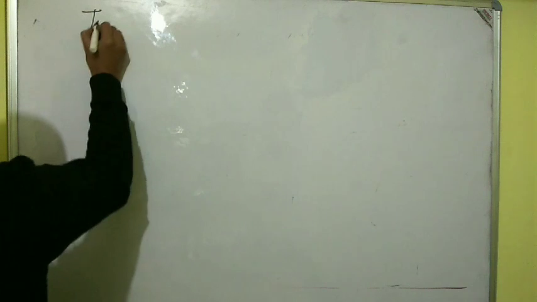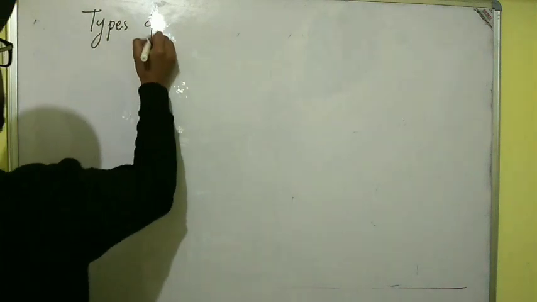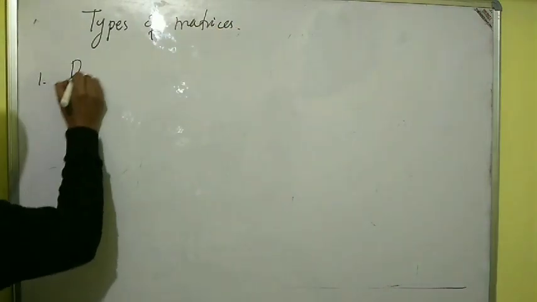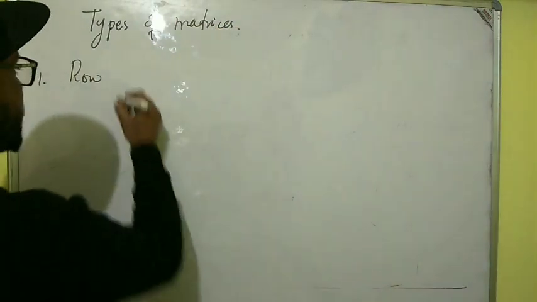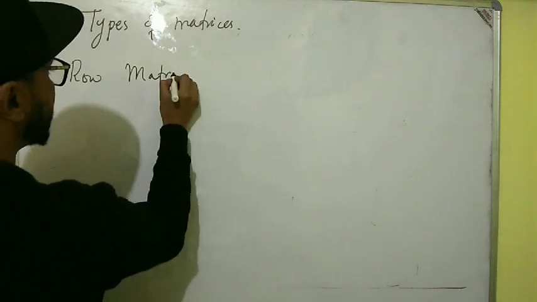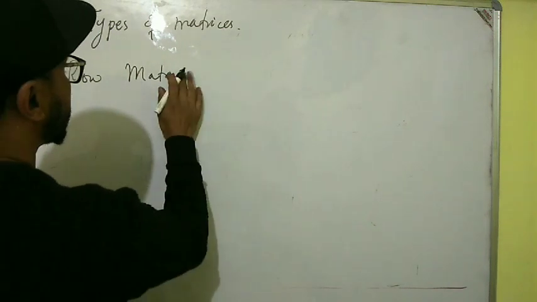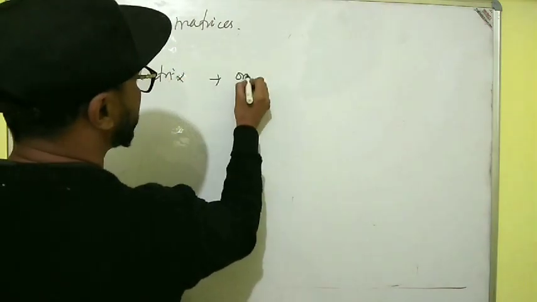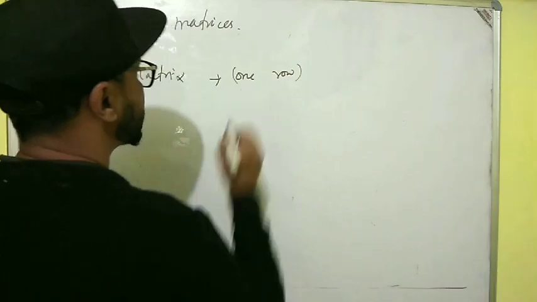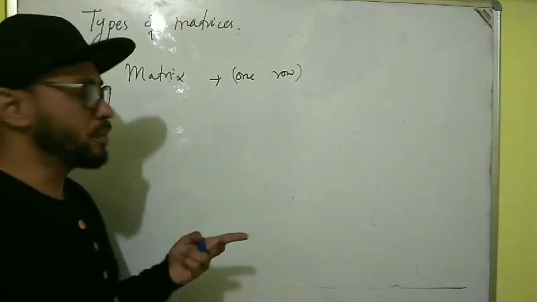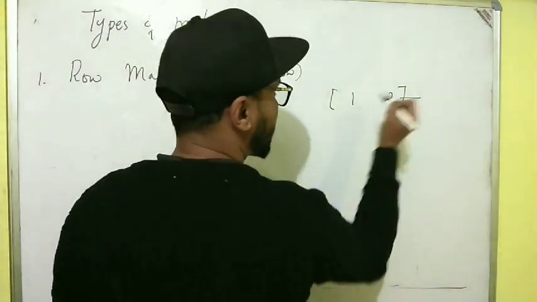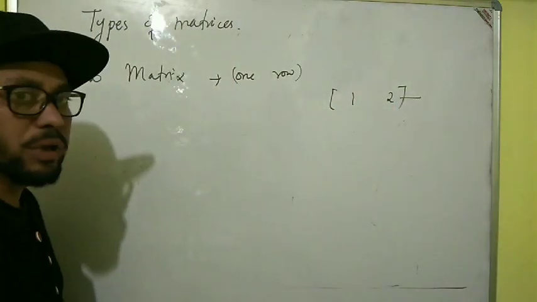Now let's discuss the types of matrices. The first one is the row matrix. A row matrix is a matrix having one row. For any matrix, if the number of rows is 1, then it is called a row matrix. For example, if you look at this one, 1 and 2. How many rows do we have? 1. So this kind of matrix is called a row matrix.